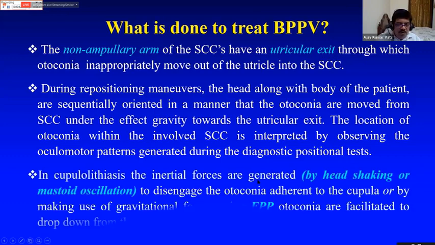In cupulolithiasis, the inertial forces are generated either by head shaking or by mastoid oscillations to disengage the otoconia adherent to the cupula by making use of the gravitational force, or during forced prolonged positioning, otoconia are facilitated to drop down from the cupula. So with this, we start the Dix-Hallpike test.